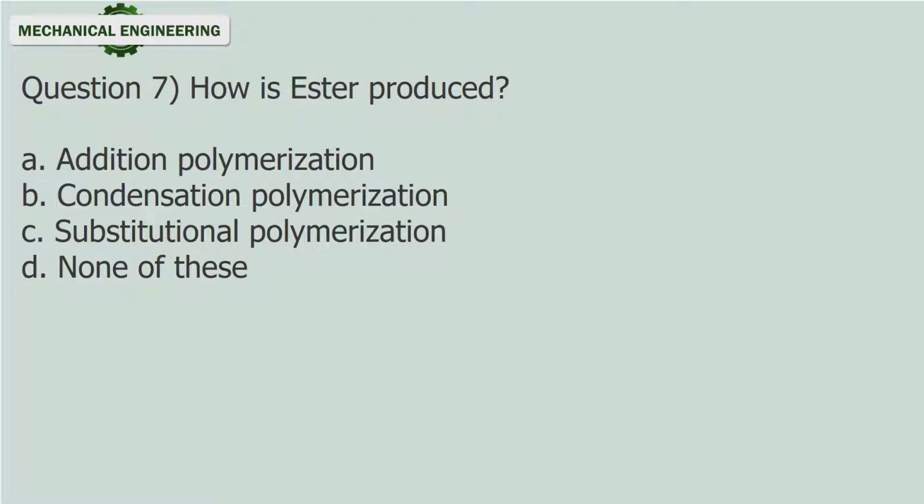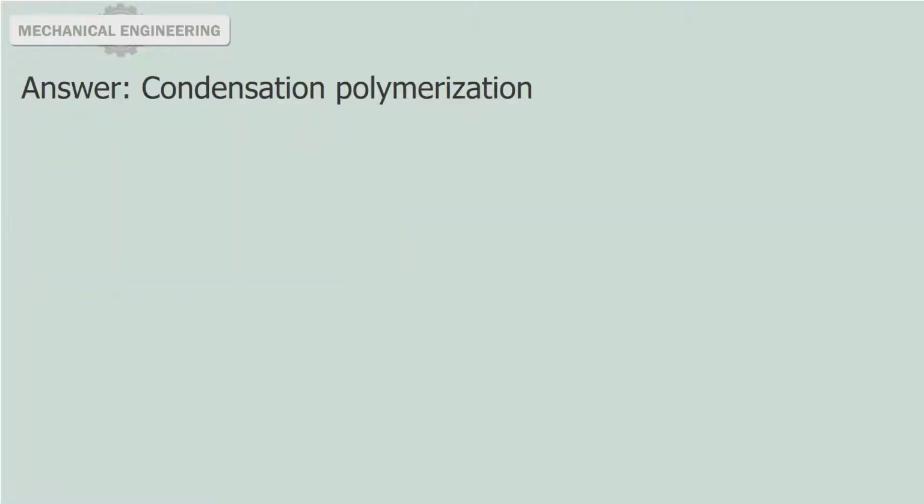Question 7. How is ester produced? A. Addition polymerization. B. Condensation polymerization. C. Substitutional polymerization. D. None of these. Answer: Condensation polymerization.